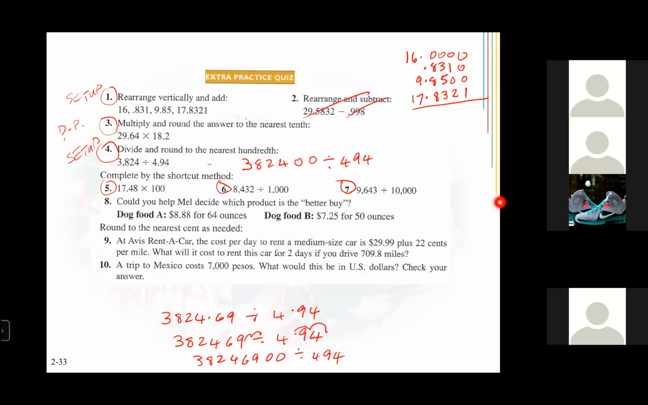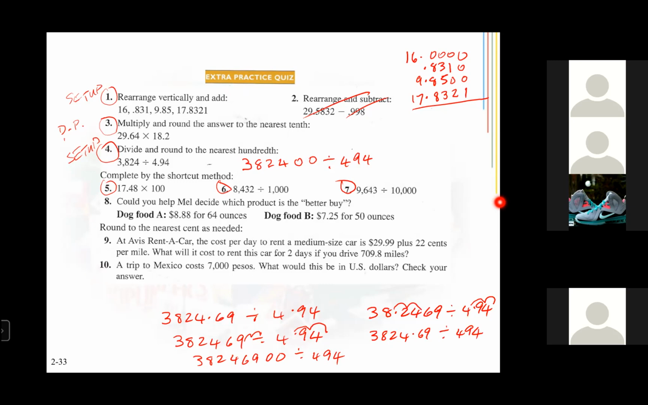So if they had given us, say, 38.2469 to divide by 4.94, then you move 2 places to the right for both of them: 1, 2. So you're going to have 3824.69 divided by 494.